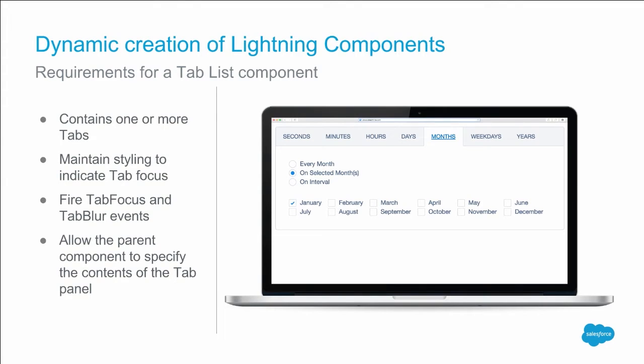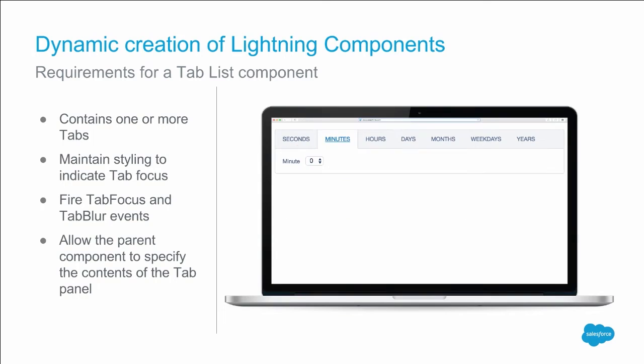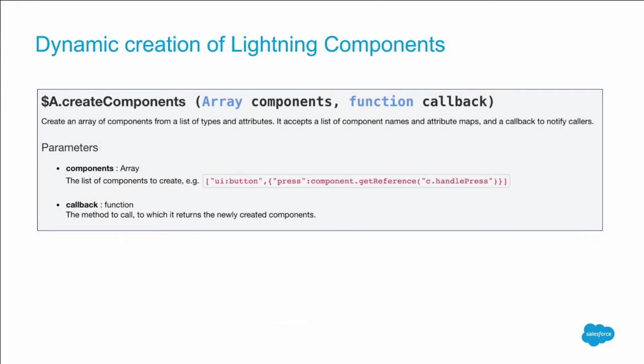And the perfect example, again, is the tab list. So if I was to say, click on the minutes, what I want is the tab panel, the content, to change up and show me the minute expression builder. So let's see how we do that. And it's with this method that's part of the $A global object, and the method is called createComponents. And it takes two arguments, the arguments being the components you want to create themselves, and also the callback function. And the callback function is the method that's going to take the newly created components and do something with them. Typically, you're going to be injecting them into the parent component, getting them to render on the page.